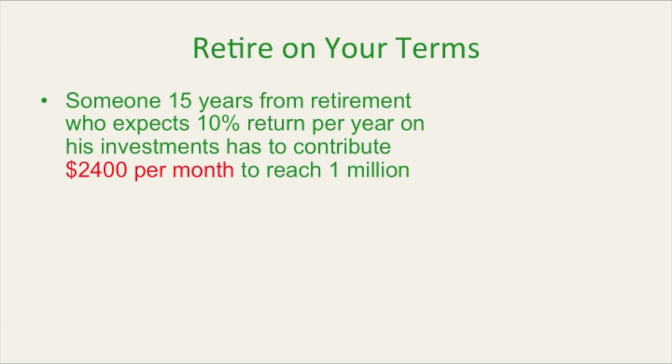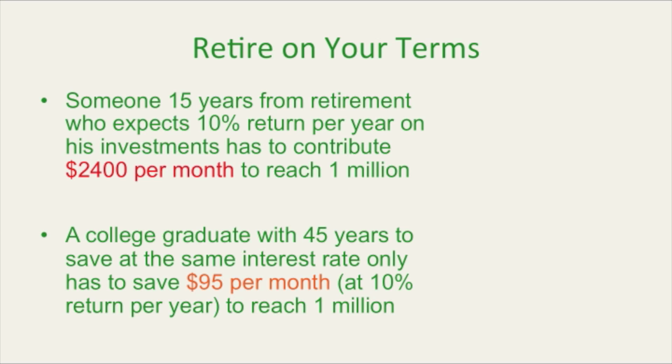Someone who's starting from zero, but who thinks they can get 10% per year on their investment, has to contribute about $2,400 a month in order to reach $1 million by the time they retire. And we'll talk in later classes whether $1 million is a lot to retire on. But let's just say we want to reach $1 million. This person has to save $2,400 a month.